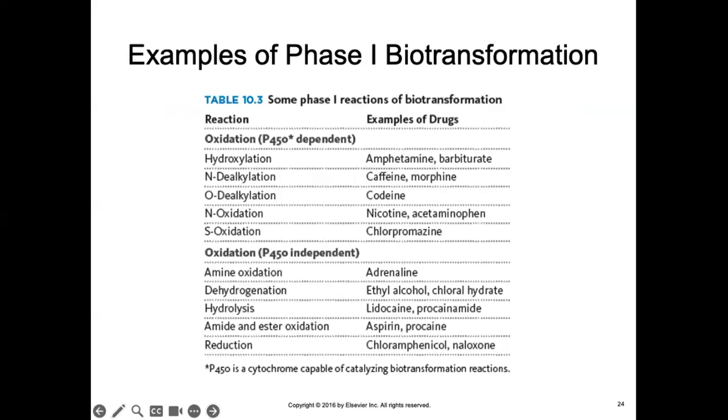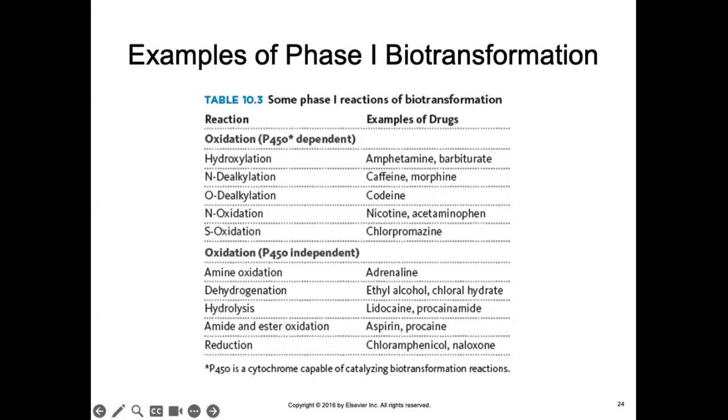Cytochrome P450 dependent. Okay. We talked about this earlier, right? The job of cytochrome P450 is to turn something lipid soluble to something water soluble. All right. So examples, right? Hydroxylation. What would that be? Adding hydroxyl groups to the compound. You can see this in drugs like amphetamines and barbiturates.